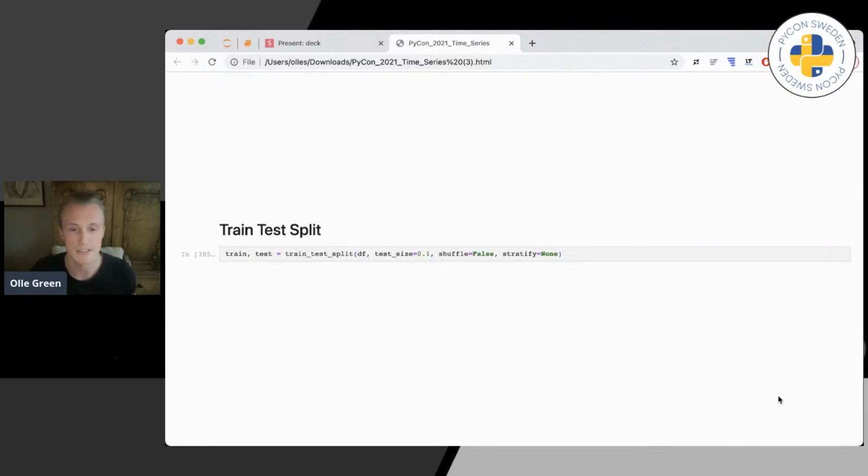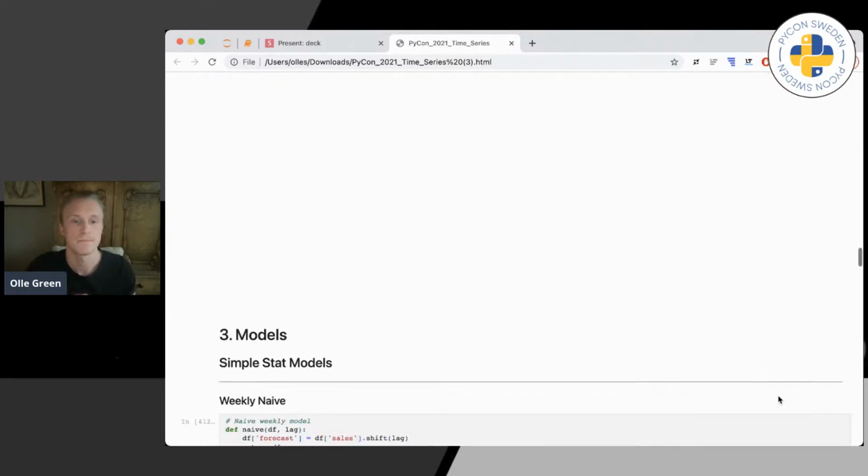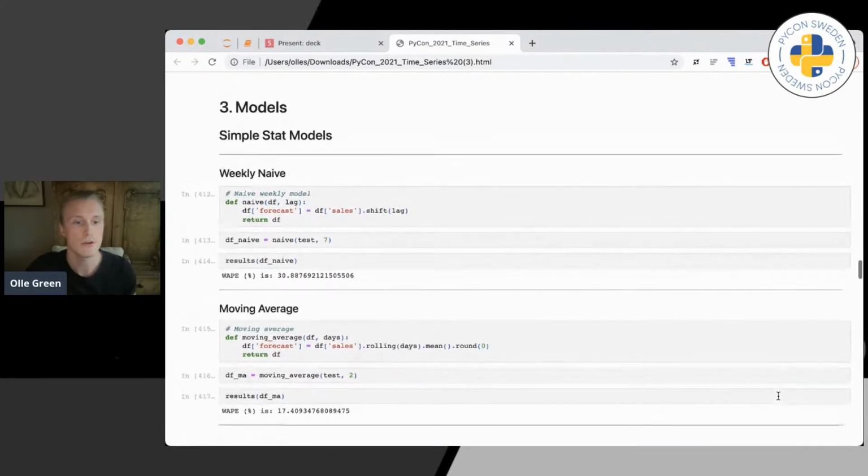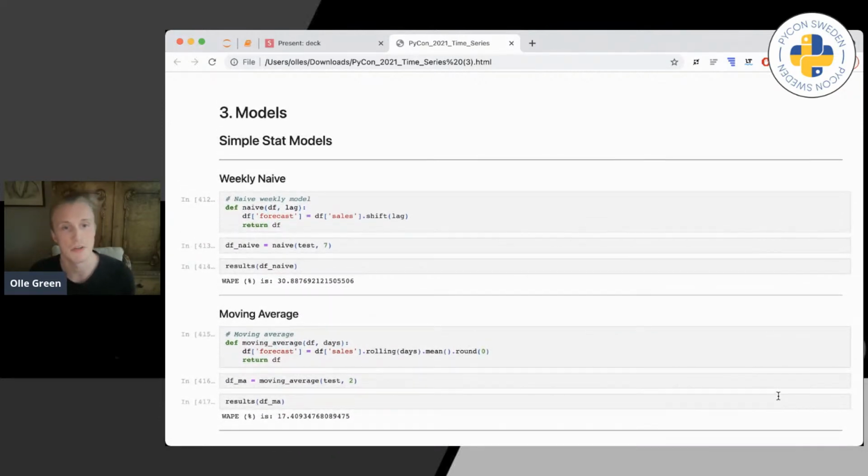Then for testing and training purposes, we split our data. In this case, we use 10%, which is roughly 60 days, for the testing data, and then we have the rest of the days for training. Now, we can start off by looking at some simple statistical models. Here we have weekly naive models to start with.